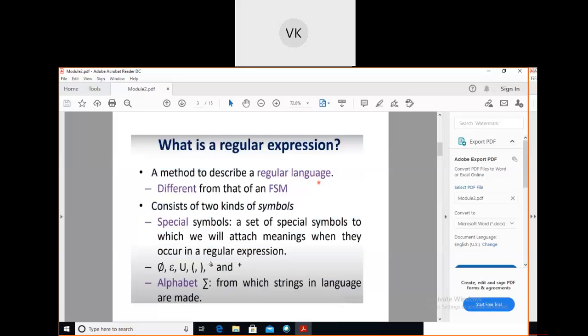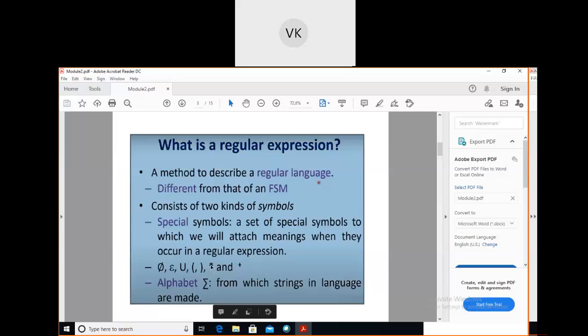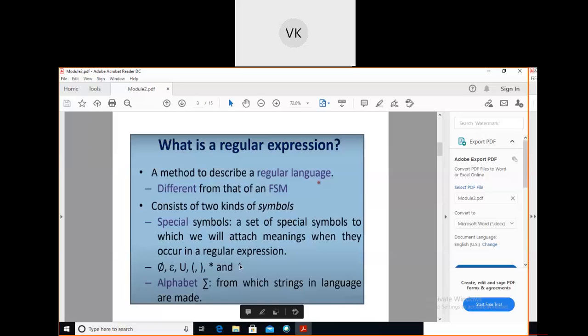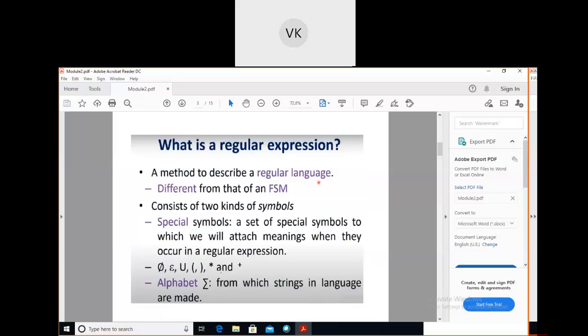Star means null or any length of characters. Plus means one time or any number of times a character. Here 0, 1, 2, 3, any number of times an alphabet may appear.